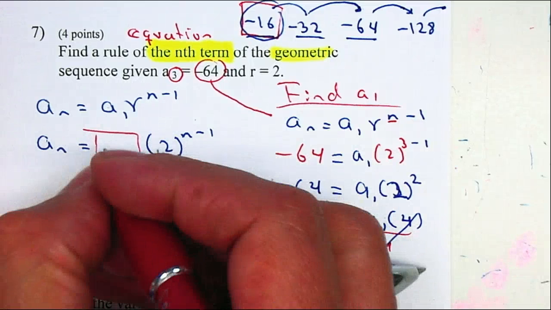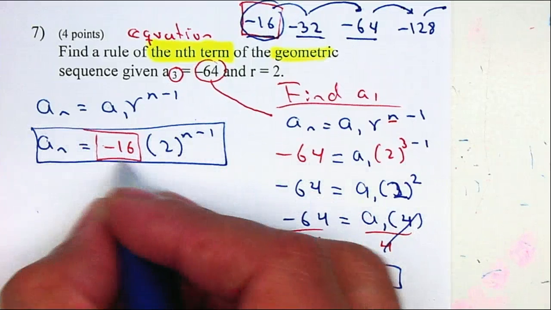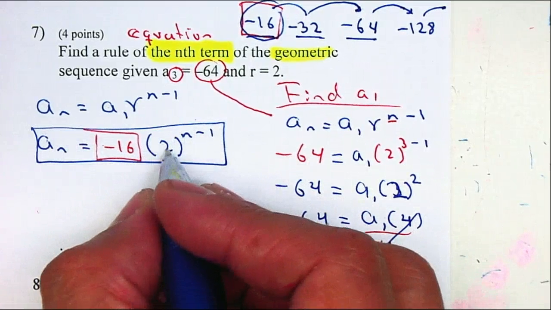And you just plug it in. And that'll be your answer. You do not need to simplify. You cannot multiply those two because it will be the exponent first.